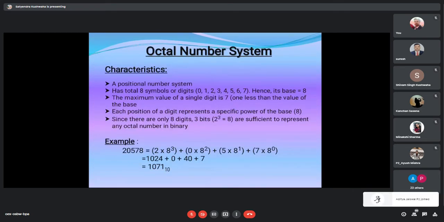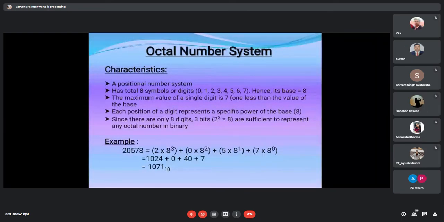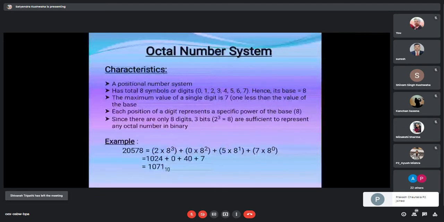Now, octal number system. Characteristics are: it is a positional number system. It has a total of 8 symbols or digits that are 0, 1, 2, 3, 4, 5, 6, 7. Hence, its base is 8. The maximum value of a single digit is 7. Each position of a digit represents a specific power of the base, which is 8. Since there are only 8 digits, 3 bits, that is 2 to the power 3 is equal to 8, are sufficient to represent any octal number in binary. Now the example is given: 2057 base 8, and it is shown how we convert it to the decimal number system.